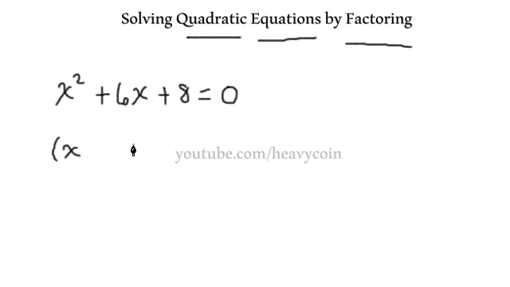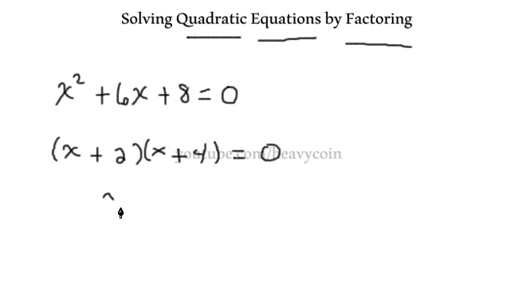So I'm going to start with an x and an x here. Okay. Two numbers multiplied together give us 8, but when we add them we get 6. What about a 2 and a 4? 2 here and a 4. 2 times 4 is 8, and 4 plus 2 is 6. I'm going to put a plus sign and a plus sign, set equal to 0 still.